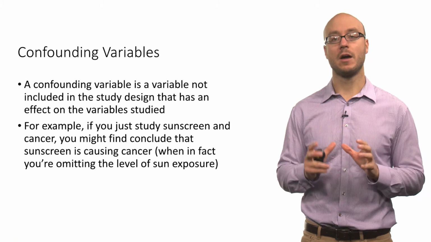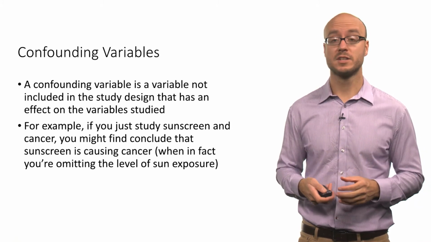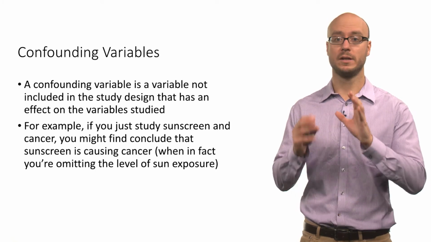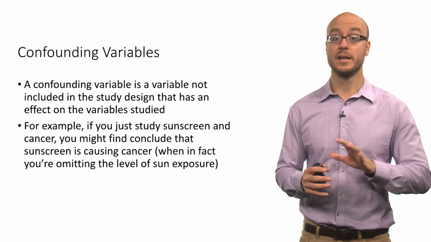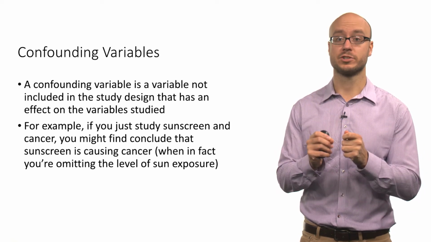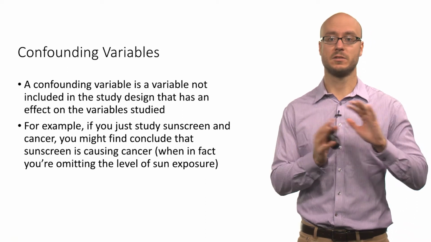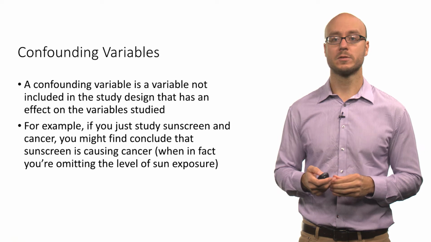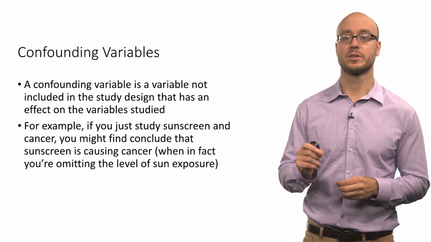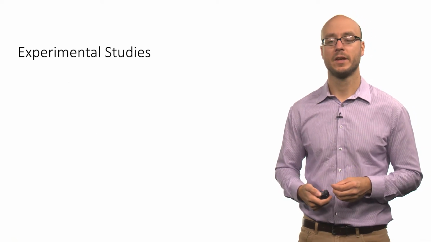However, the confounding or lurking variable very well could be the level of sun exposure. People who go out on the beach more often tend to use sunscreen more often, but still that sun exposure means those people tend to have higher levels of skin cancer than those people who stay indoors all the time. So there's this confounding variable of sun exposure that you're not adjusting for in your observational study.